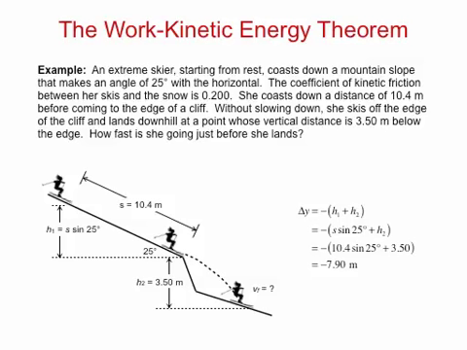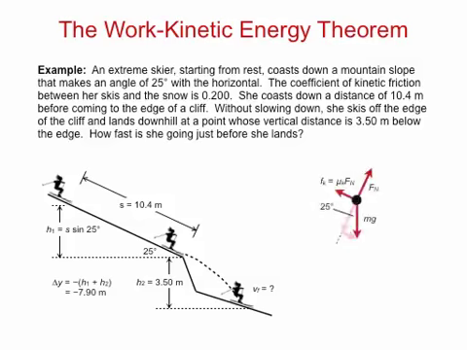To determine the force of kinetic friction, we need a free body diagram. The skier's weight vector points straight down, as always. The normal force on her skis points perpendicular to the slope, and the kinetic friction force points parallel to the slope in the uphill direction. Its magnitude is related to the normal force by F sub k equals mu sub k times F sub n.